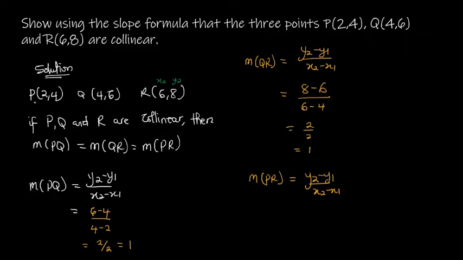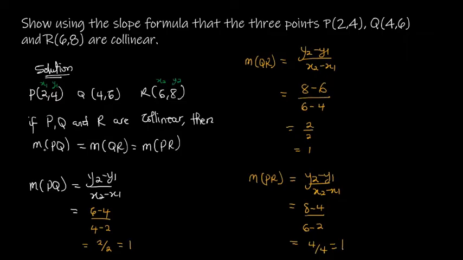This time around, because we are starting with our first point P, this becomes our x1, y1. So from here, we have my y2 is 8 minus my y1 is 4, on my x2 is 6 minus my x1, which is 2 over here. So this is equal to 4 on 4, and this is equal to 1.